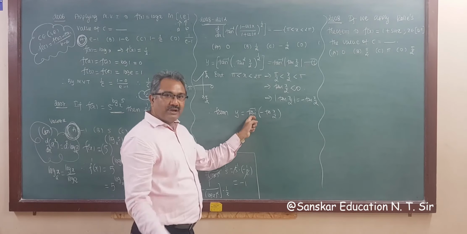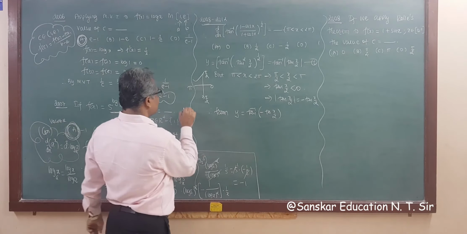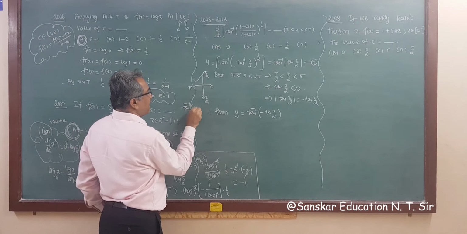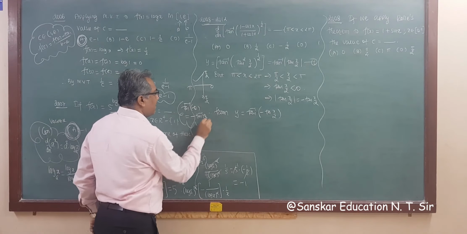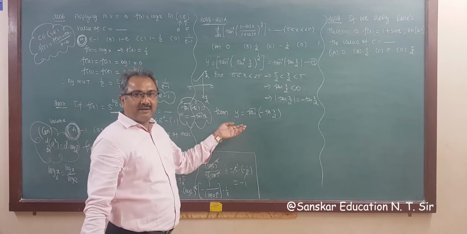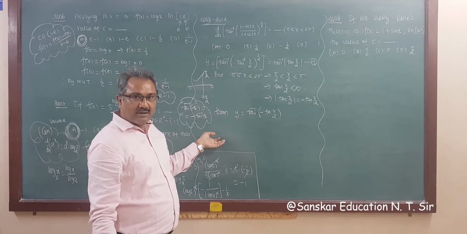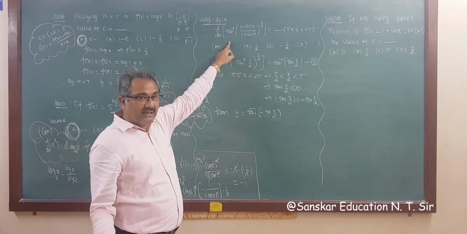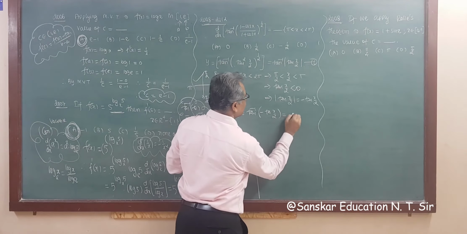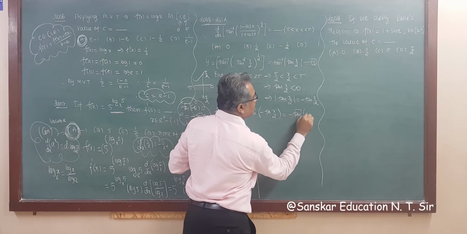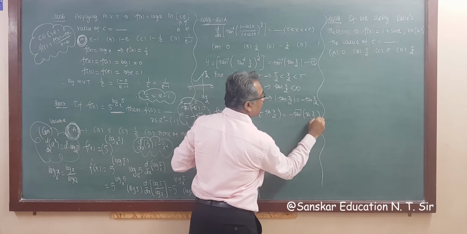Right? Now you know tan inverse of minus theta. This is the formula: tan inverse of minus theta is equal to minus tan inverse theta. See how many formulas of inverse trigonometric functions we are applying, right? And you did this question in inverse trigonometric functions also, right? So this is minus tan inverse tan x by 2.